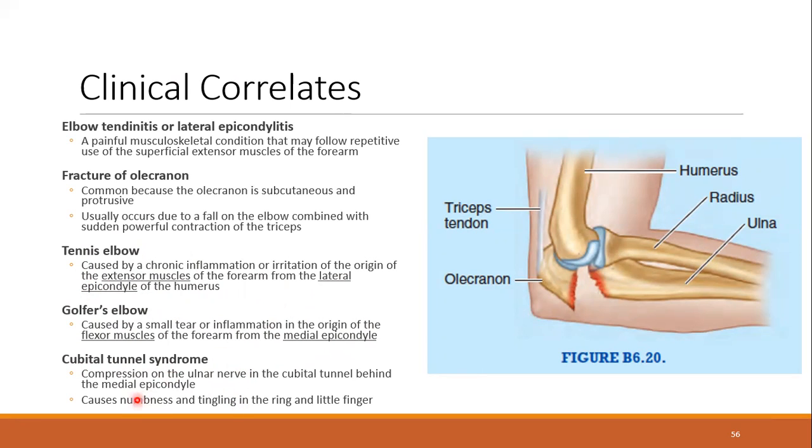Cubital tunnel syndrome you can get where there's compression of the ulnar nerve in the cubital tunnel as it's passing behind the medial epicondyle. Obviously if you have compression of your ulnar nerve, you're going to have numbness and tingling in the ring and little finger just because of the distribution of innervation of the ulnar nerve in the hand.